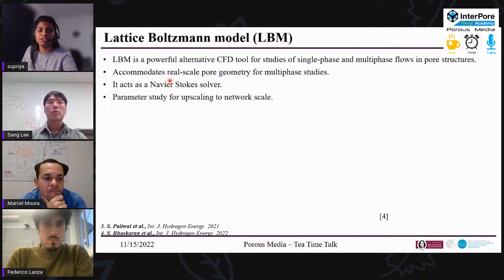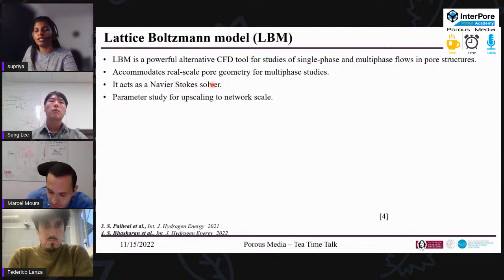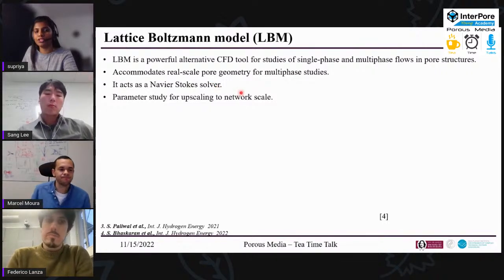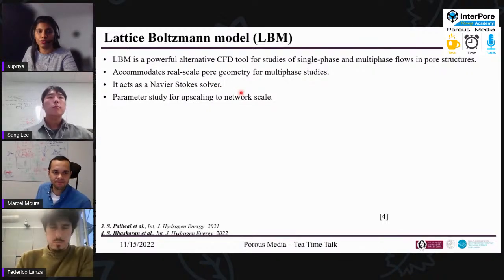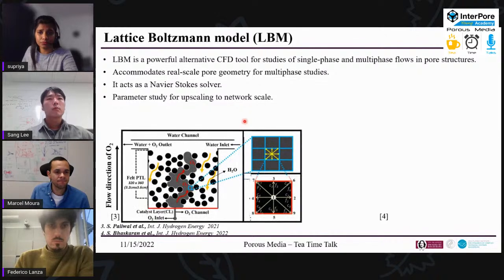The lattice Boltzmann model is a CFD tool which is recently used to simulate single phase and multi-phase flows in pore structures. The major advantage of the lattice Boltzmann model is that it can incorporate the real scale pore geometry, and it also acts as a Navier-Stokes solver. Comparatively, it is much faster than the normal CFD software that we use. So with an example, I will show how the lattice Boltzmann model works.